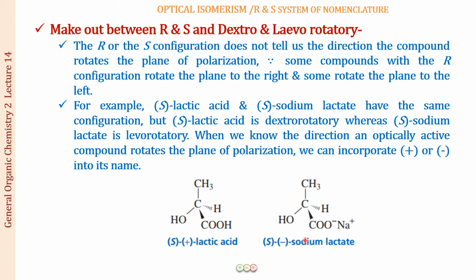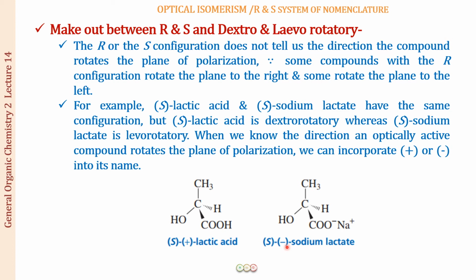If you look over here, you are going to move from OH to COH. Again, hydrogen is on the dash, it is projecting backwards. So again here anti-clockwise means S. So we have S lactic acid and S sodium lactate, both of them having the same configuration as far as the orientation of the groups around the asymmetric carbon is concerned. But when we put it in the polarizer, what we find is that S lactic acid is rotating the plane of polarization in the clockwise direction. This is dextro-rotatory, whereas S sodium lactate is rotating it in the anti-clockwise direction. It is going to be levorotatory.